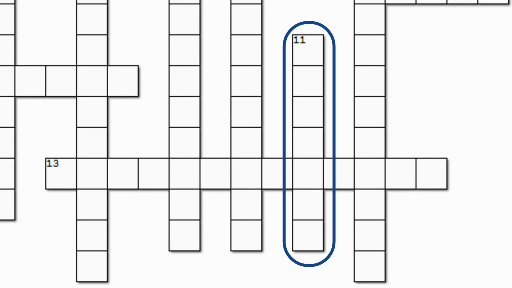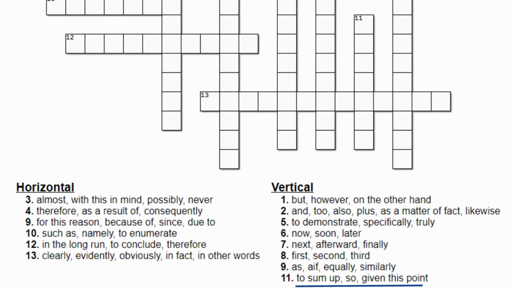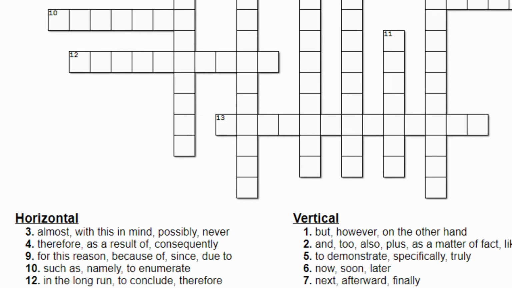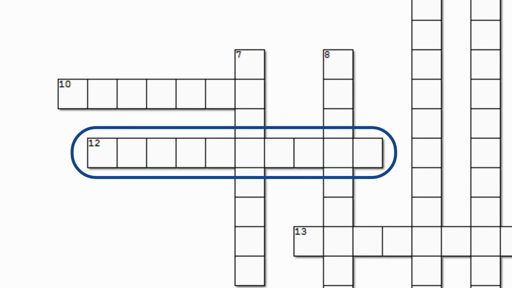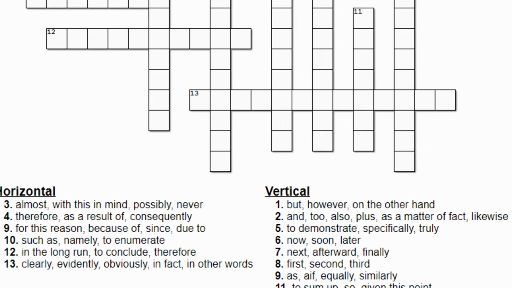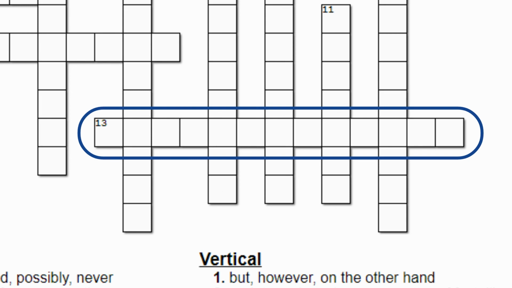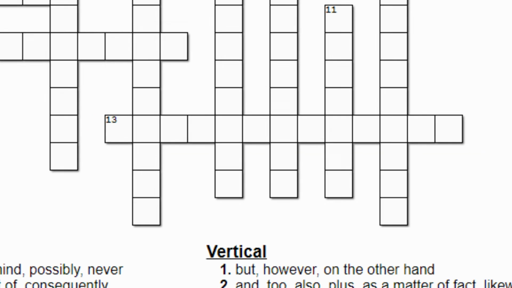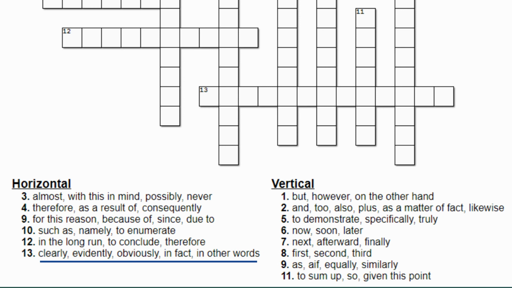Vertical number 11. Signals used are to sum up, so, and given this point. Horizontal number 12. Signals used are in the long run, to conclude, and therefore. And horizontal number 13. Signals used are clearly, evidently, obviously, in fact, and in other words.